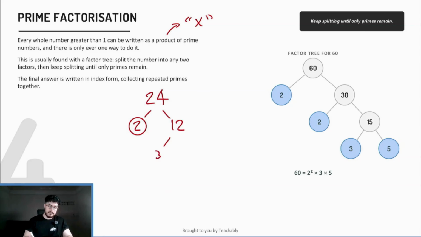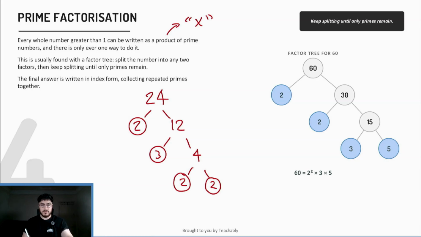3 times 4, and then again at every stage we look at prime numbers. 4 is not a prime number, but 3 is a prime number because 3 can only be broken down into 1 and 3, nothing else. And so we circle that. We don't have to go down these trees, we just circle them. And then 4 can be written as 2 times 2. I'm going to circle those because we know those are primes. And so we've now taken 24 and broken it down into 2, 3, 2, and 2.